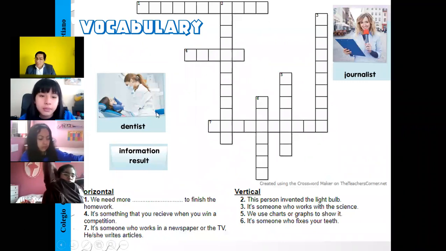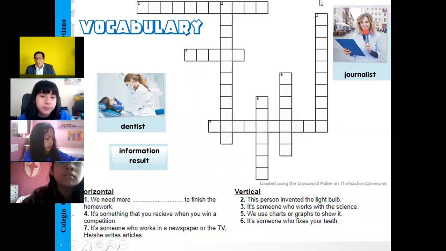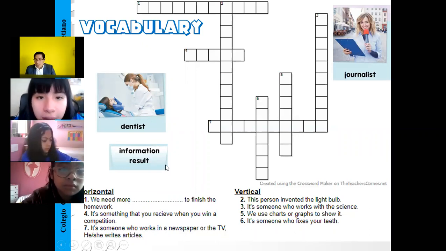Okay, let's complete this before we start with the writing. Go to Zoom, please. Go to Zoom. More options, annotate, you know that. Let's answer. Number 1, we need more what? To finish the homework.